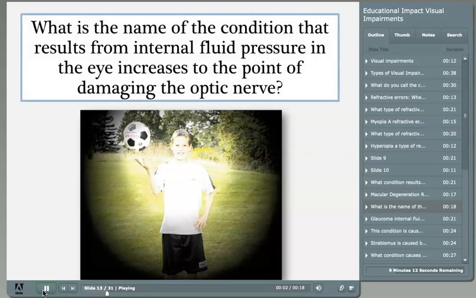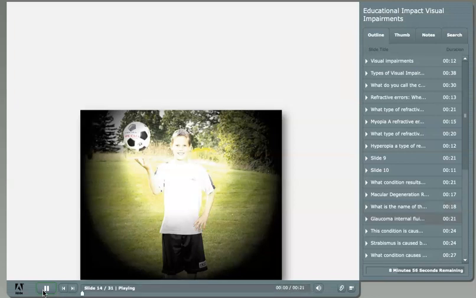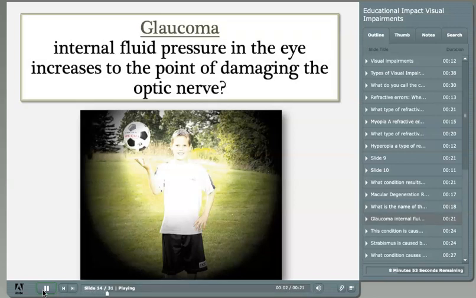The next condition results from internal fluid pressure in the eye. Pressure builds up to the point of damaging the optic nerve. The answer is glaucoma. Glaucoma can be treated, however, it is not always completely successful. It is very important that it be treated as soon as possible because if glaucoma is ignored, the optic nerve can be permanently damaged.